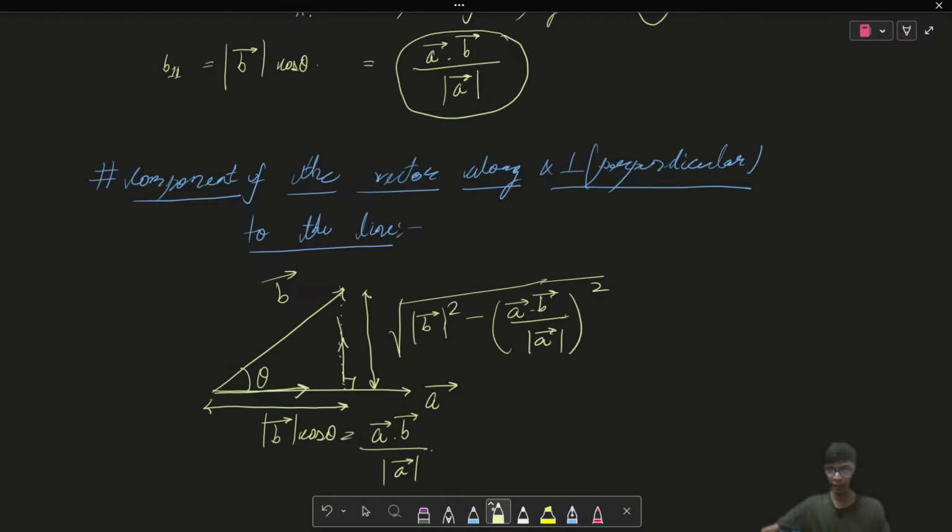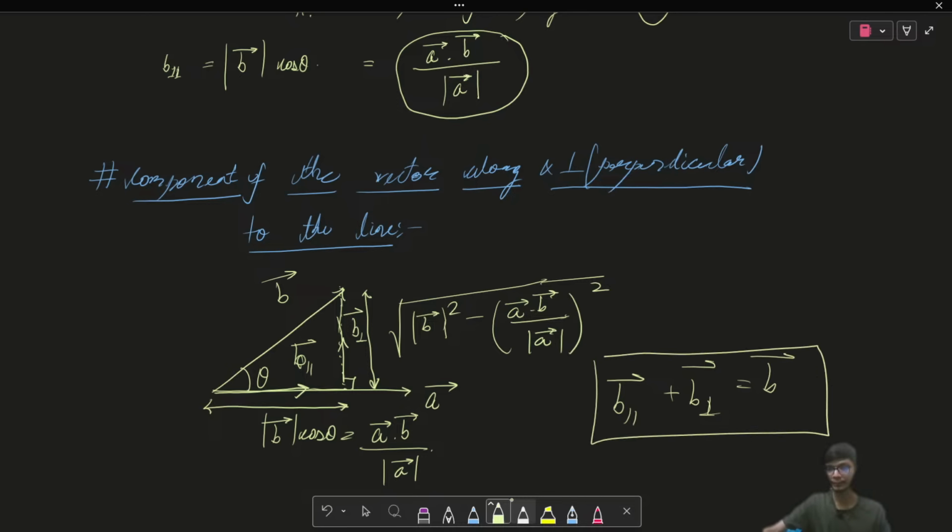So, in order to come to this conclusion, let me take two vectors like this. Let us call this B parallel vector, and let us call this B perpendicular vector. If I use the triangle law of vector addition, what I will get is that B parallel plus B perpendicular is equal to the B vector. I hope this is clear, right?